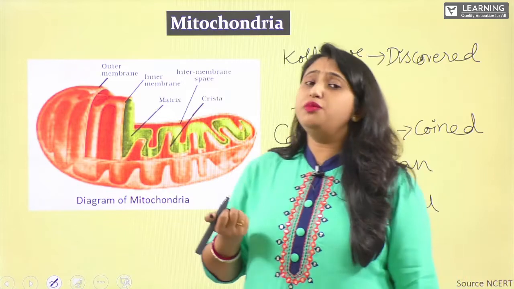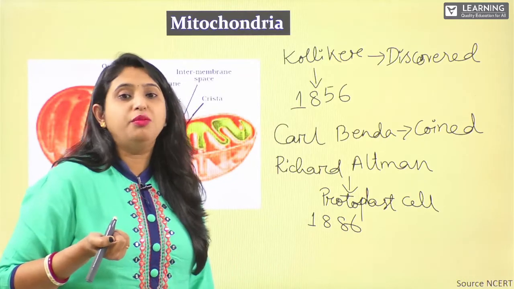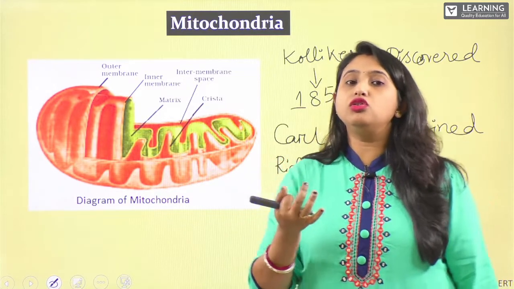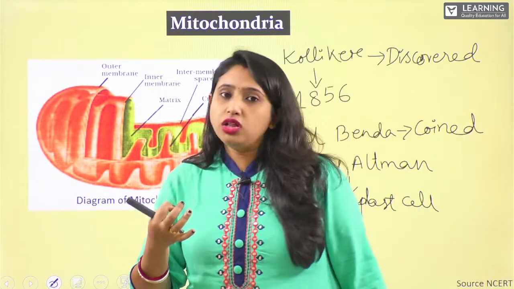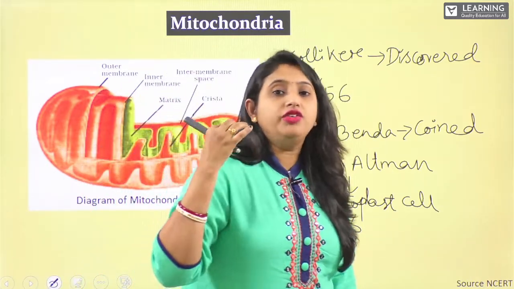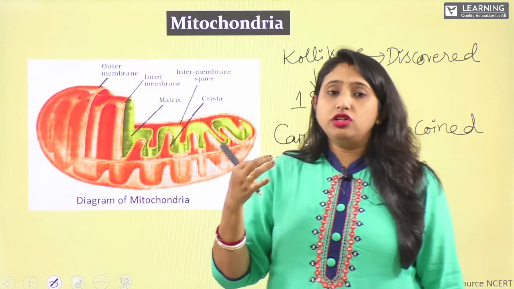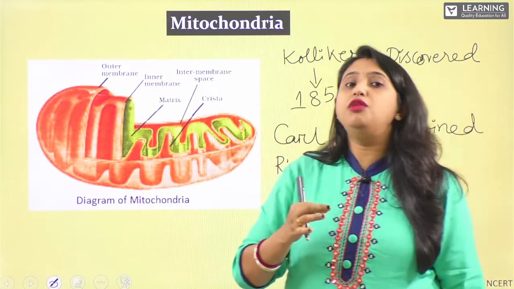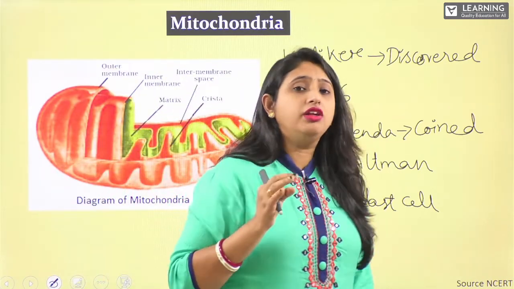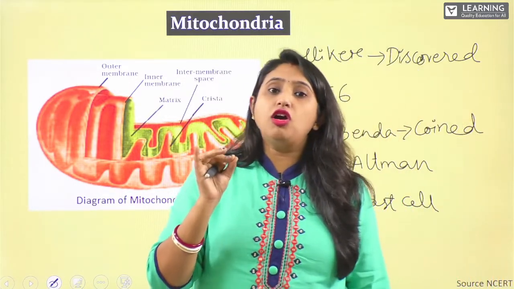So this mitochondria is a semi-autonomous organelle. Now, what do we mean by semi-autonomous organelle? Semi-autonomous organelles are those which can carry out almost all their activities without the help of others. These are the organelles which have their own DNA and protein. So they are not dependent on one another, and that is why they are known as semi-autonomous in nature.